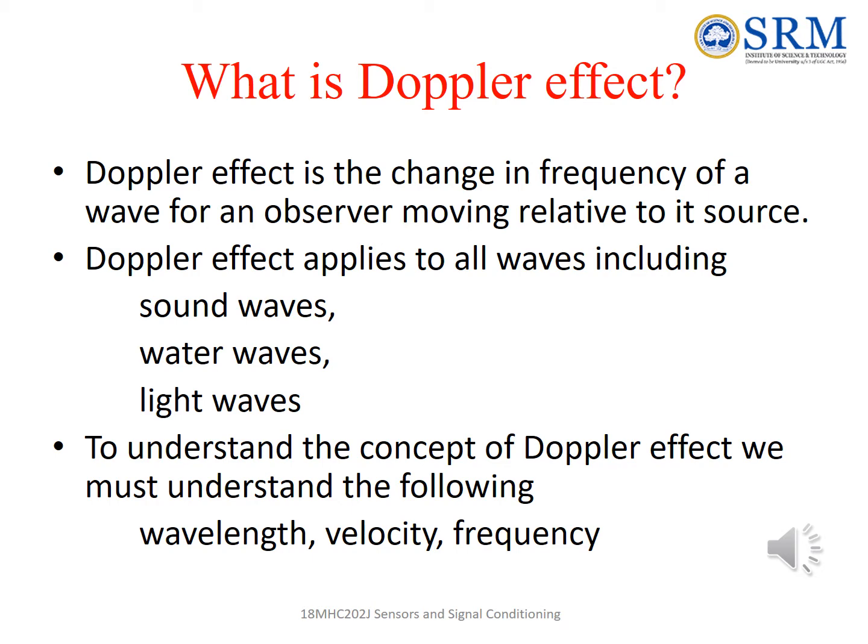Next is the frequency. Frequency is the number of waves passing a given point per unit time. So frequency will be measured as speed divided by lambda, that is your wavelength. And velocity is the speed of a wave in a given direction. So v is equal to displacement divided by time taken, right?